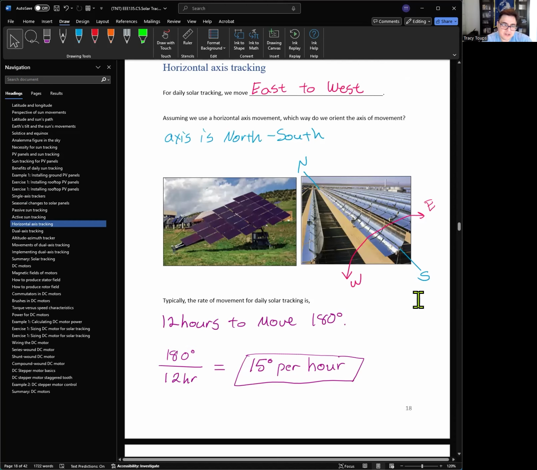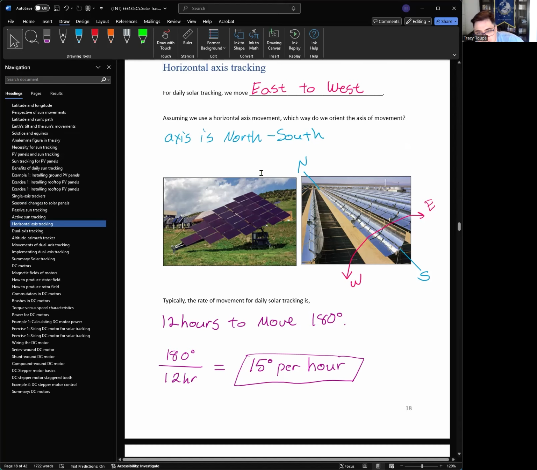Okay. Here we could talk about horizontal axis tracking, that east to west movement, right? So for daily solar tracking, remember we have to use east to west movement. Assuming we use a horizontal axis movement, which way do we orient the axis of movement? You can orient it north to south. So remember, we need to make sure we pivot east to west. So the axis of pivot needs to be from north to south.